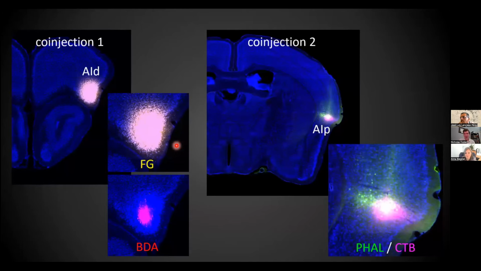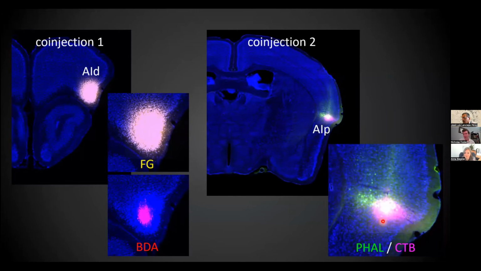This is an example of a double co-injection that we made. One co-injection is in the dorsal agranular insular cortex. The other co-injection is in the posterior agranular insular cortex. The first co-injection is Fluorogold with BDA, and you can see that they are perfectly concentric. The second co-injection is PHAL mixed with CTB. And the CTB that we use is conjugated to Alexa Fluor 647, so it is naturally fluorescent in the far red. But the PHAL you have to stain for with a secondary antibody to be able to visualize it.